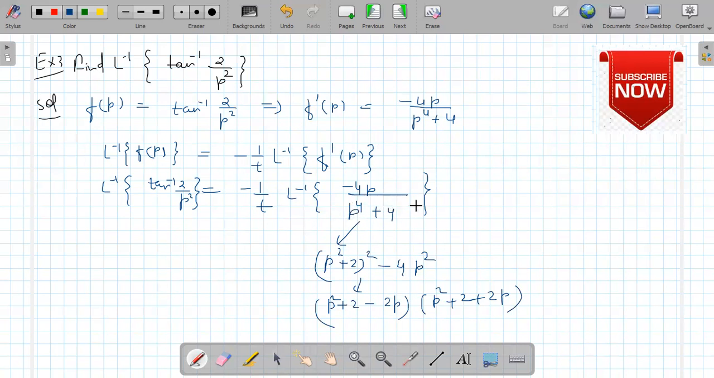So we can write this as, when you partially factorize it, minus 1 upon t into Laplace inverse of, you can take this minus sign outside so it's positive, and 4 is also outside because this is a constant. So in bracket we have p over p square plus 2 minus 2p into p square plus 2 plus 2p. Okay.